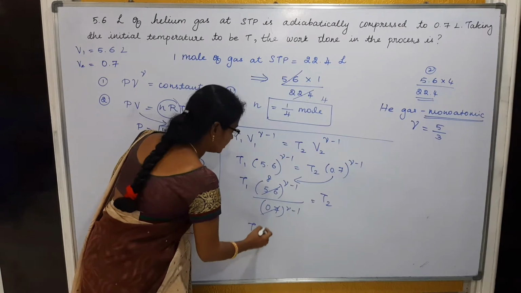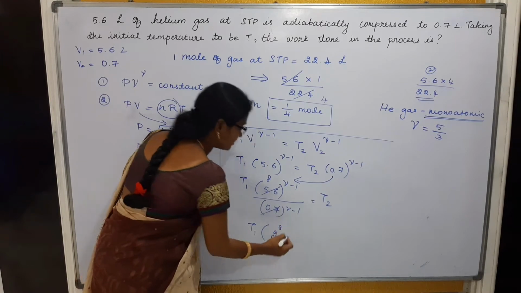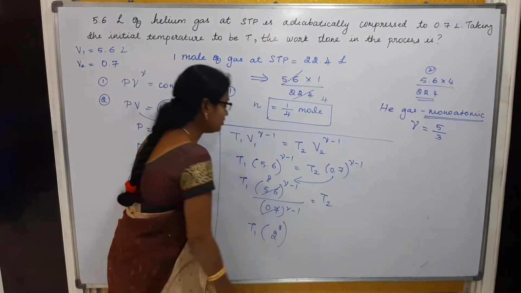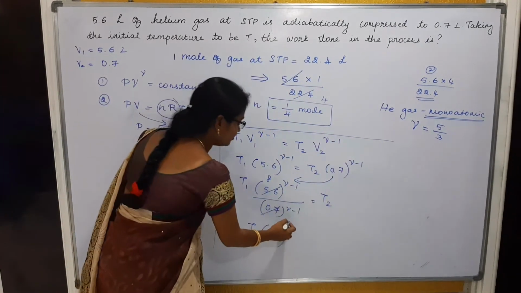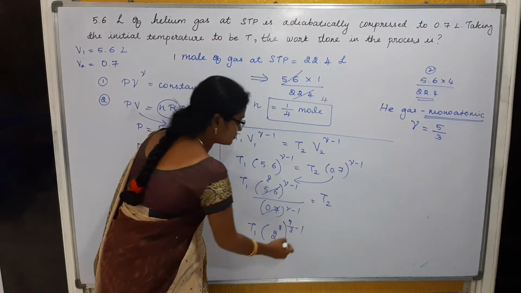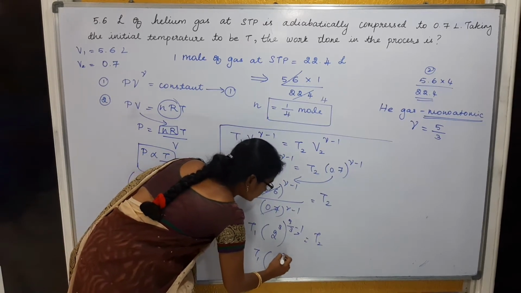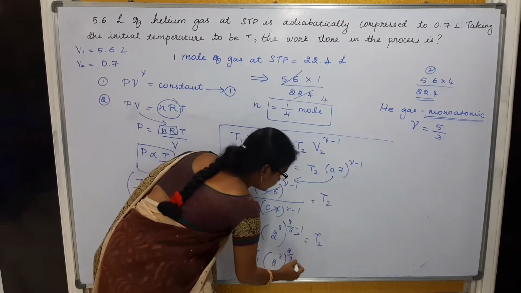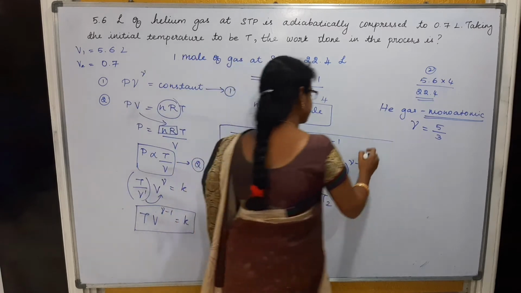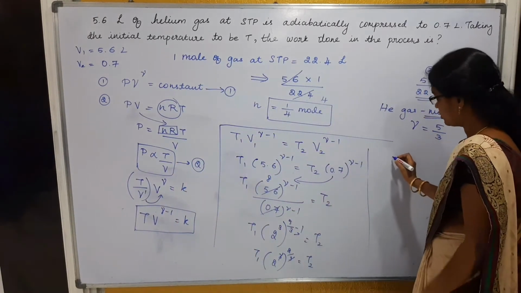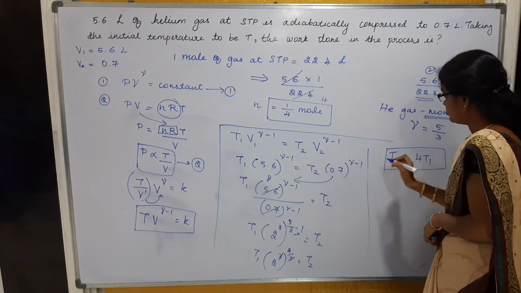So T1 into 8, which we can write in power terms as 2 to the power 3. For the monoatomic molecule, gamma is 5 by 3, so we replace it: 5 by 3 minus 1. Here we get 2 to the power 3, whole power 5 minus 3, that is 2 by 3, which is equal to T2. So 3 and 3 get cancelled. So 2 to the power 2 is 4. So T2 is equal to 4 T1. We have to note this value.